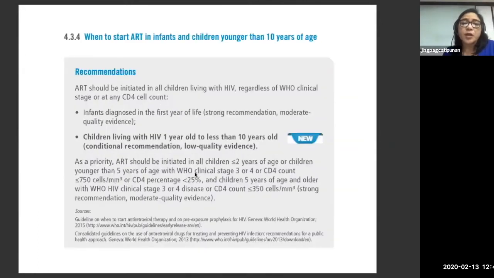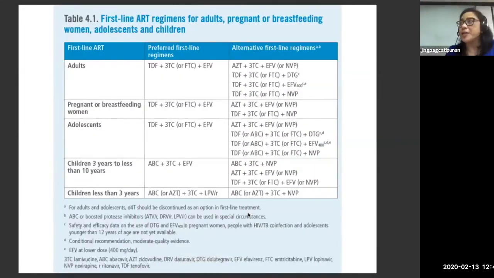So when to start ART in infants and children younger than 10 years of age? Right away. We have to start it once we have the positive test. Even if we're going to wait for the confirmatory result, we still have to start it. I don't base it on the CD4 count anymore. So these are the drugs that we use.